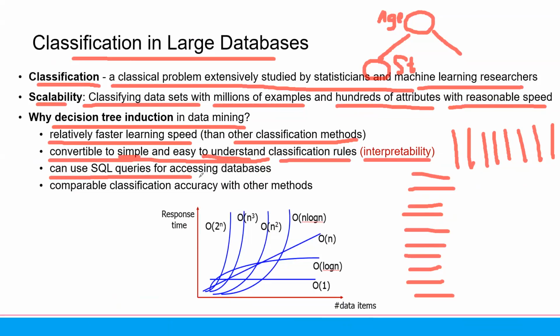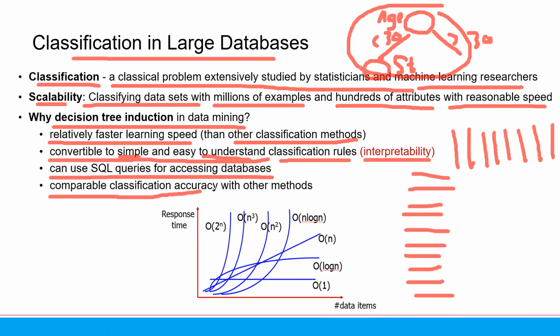We can use SQL queries for accessing the database. Once we have this result, we can access the database and then just follow the condition. If age is less than 30, what happens? If age is greater than 30, we can just make the query. And comparable classification accuracy with other methods. It means the result for the classification with decision tree is still good enough. Even though maybe it's not the best, it is still okay.